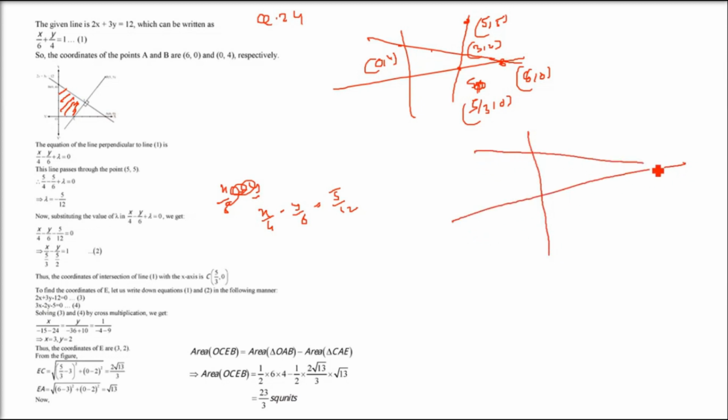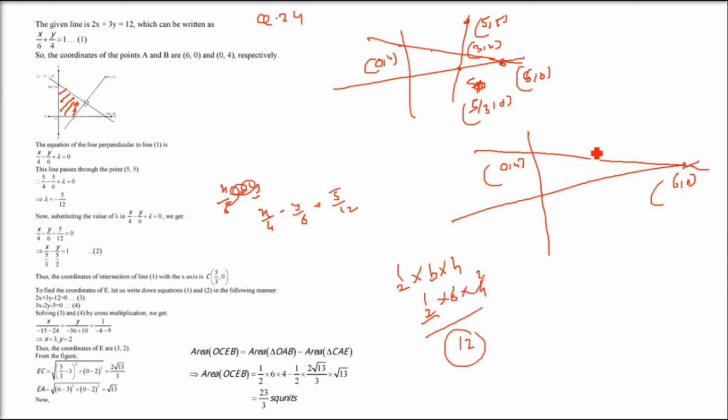This is the bigger triangle. This point is (0, 4) and this is (6, 0). The triangle area will be half into base into altitude, which is half into 6 into h, that is 2, 3, 12. It will be 12. Now this is the area of the whole triangle.